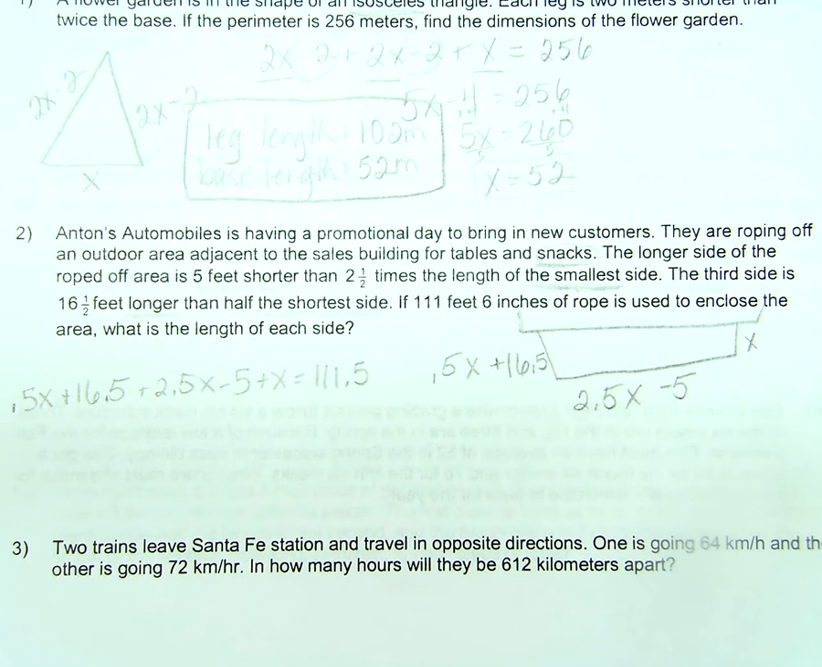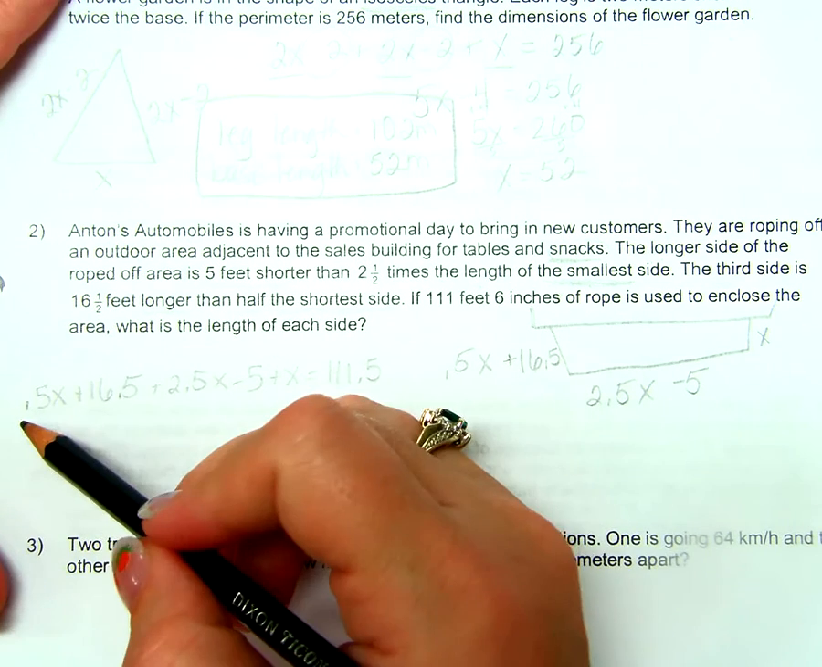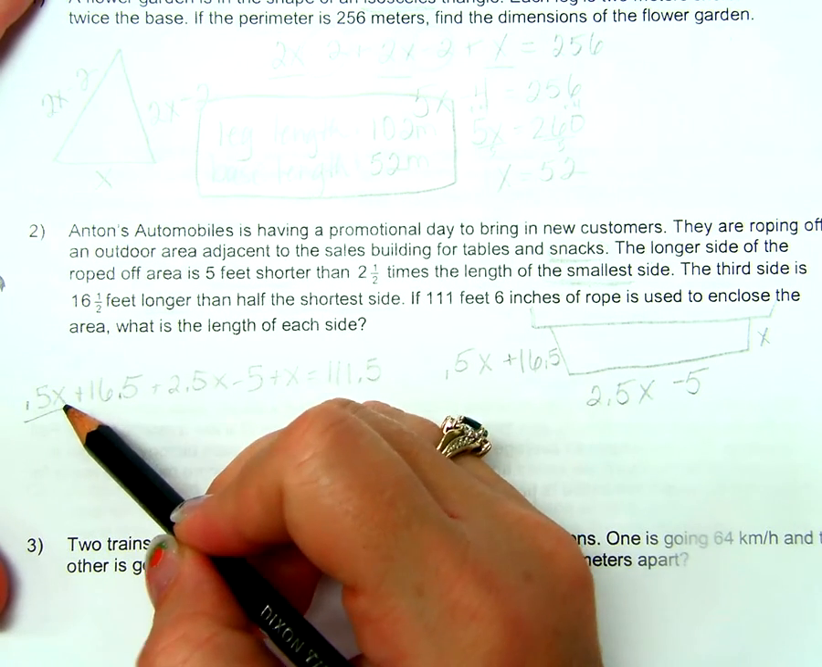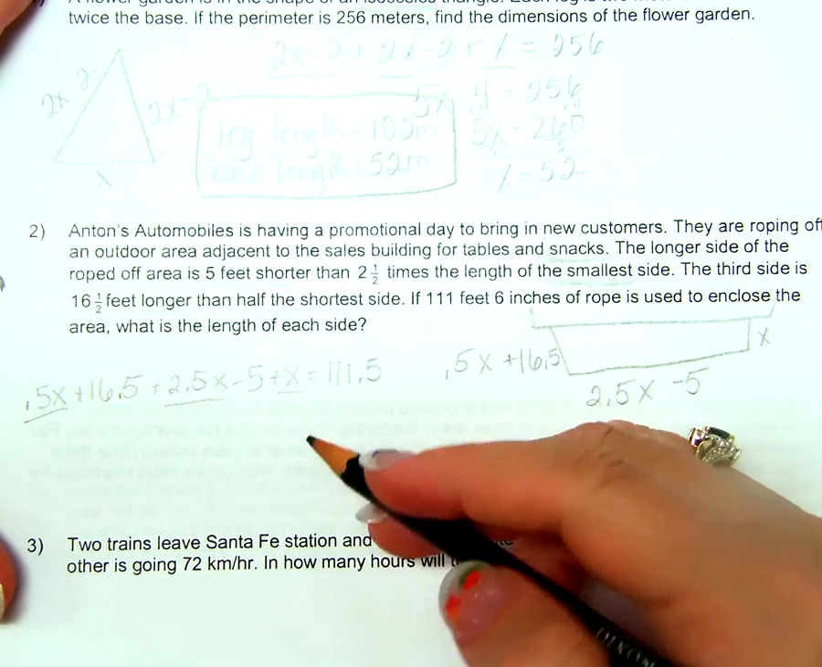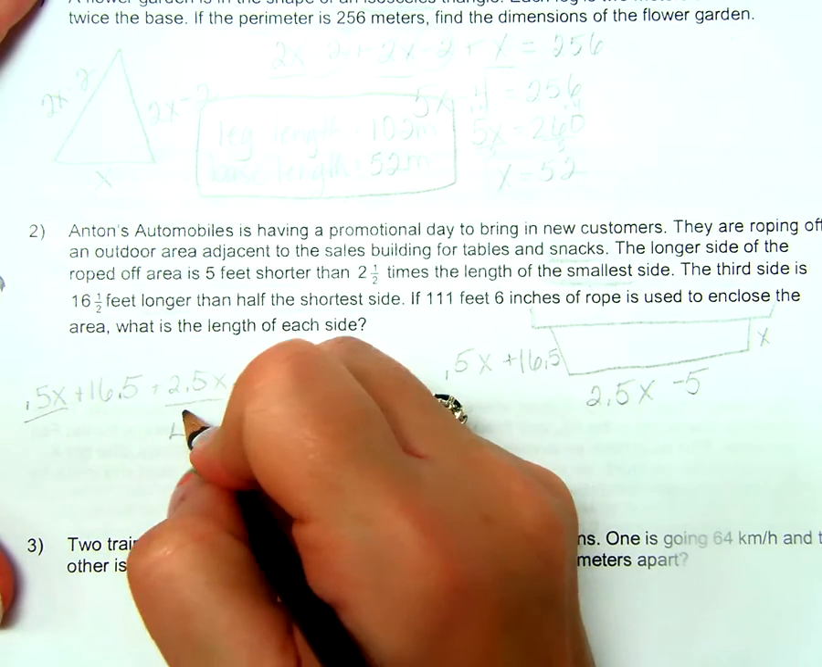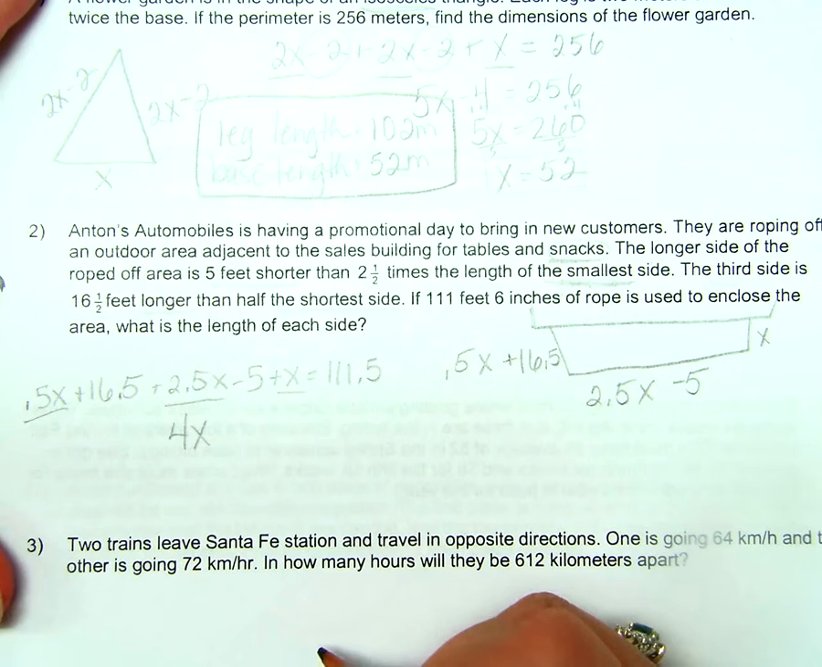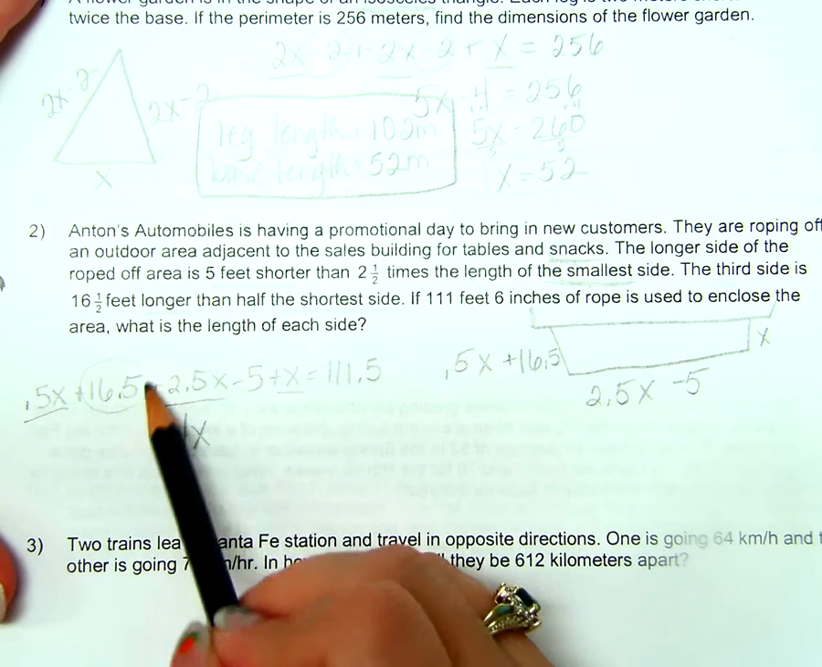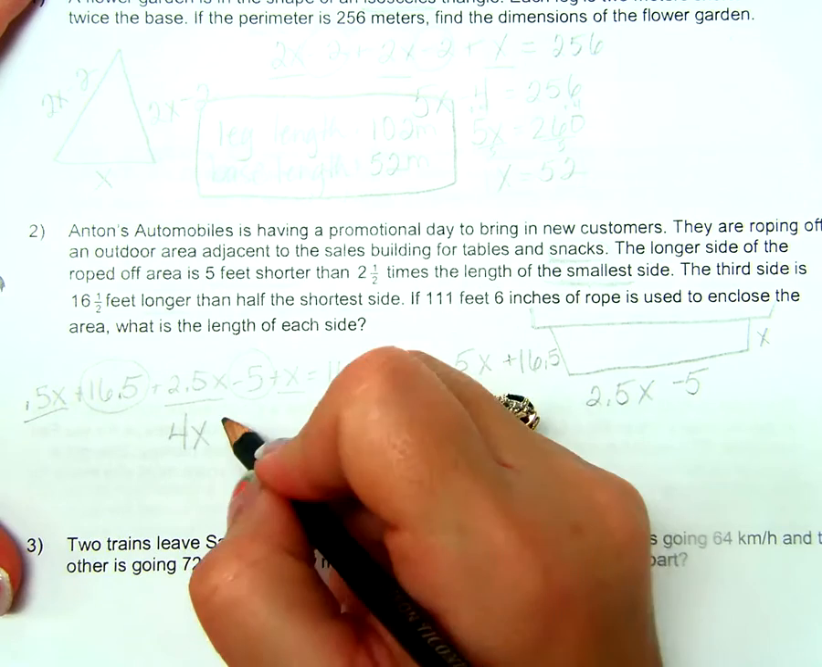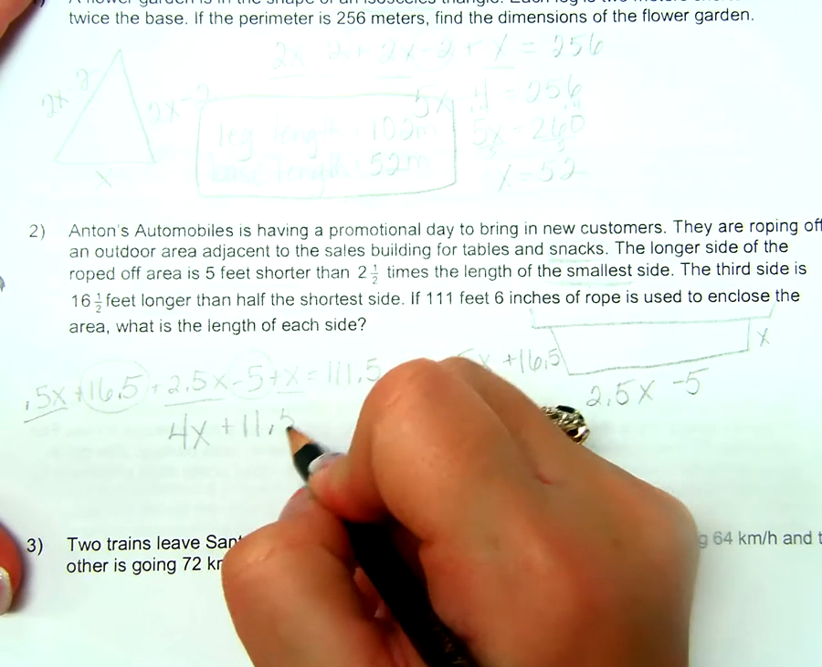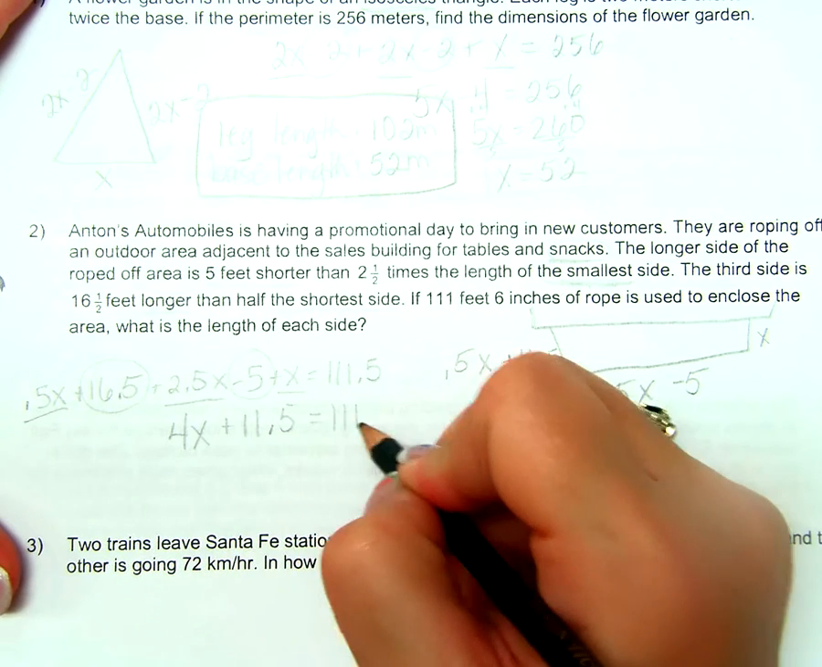It will. Okay? So now we should combine like terms. And when we say that, we mean x's together. How many x's do we have? 4x. And then we have this constant and this constant. Plus 11.5 equals 111.5.